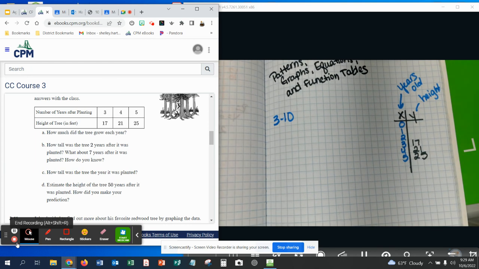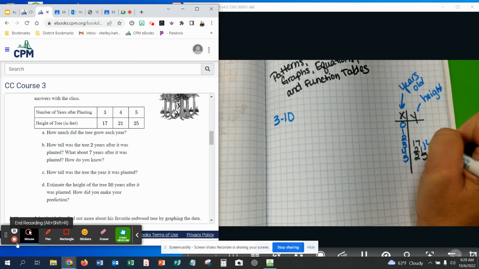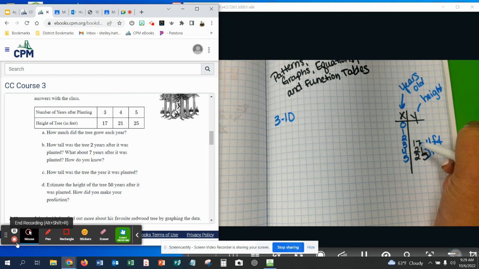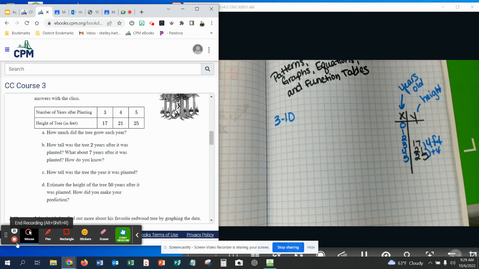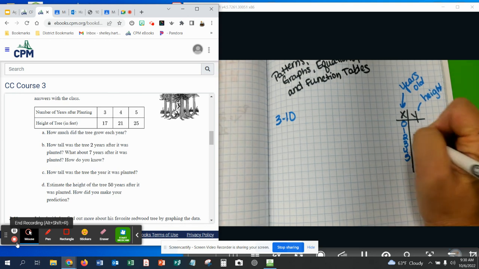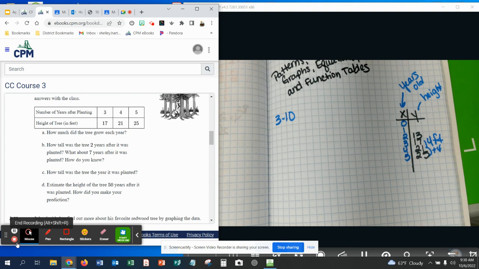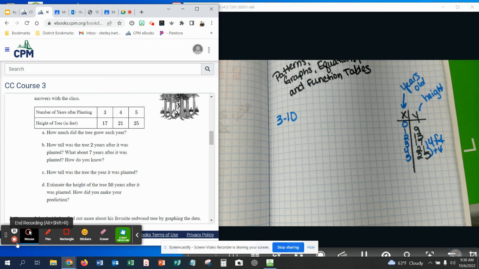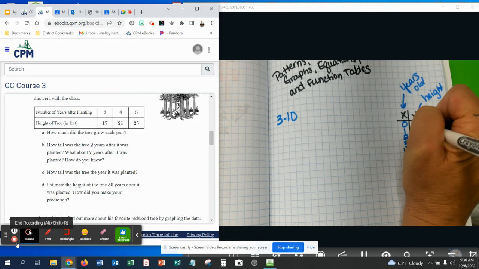Now what they are asking you is how much did the tree grow each year? It's asking for the rate of change. Yeah, Nathan. 4 feet a year. And it's plus 4 each time. So what is year 2 going to be? Yeah, Bishop. 13. Perfect. Who's got year 1? Yes. 9. Yep. Who's got year 0? Yeah. Good. See, you guys already have it.